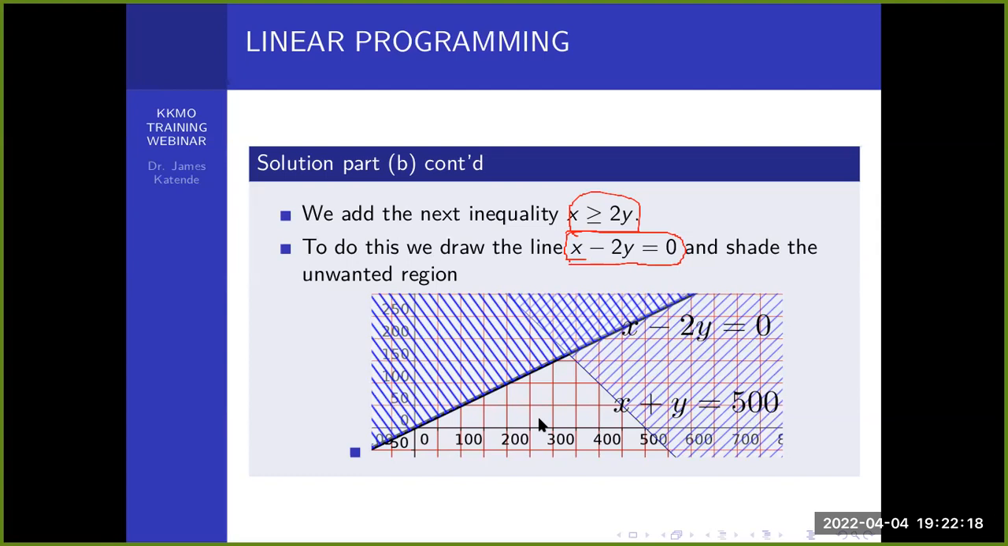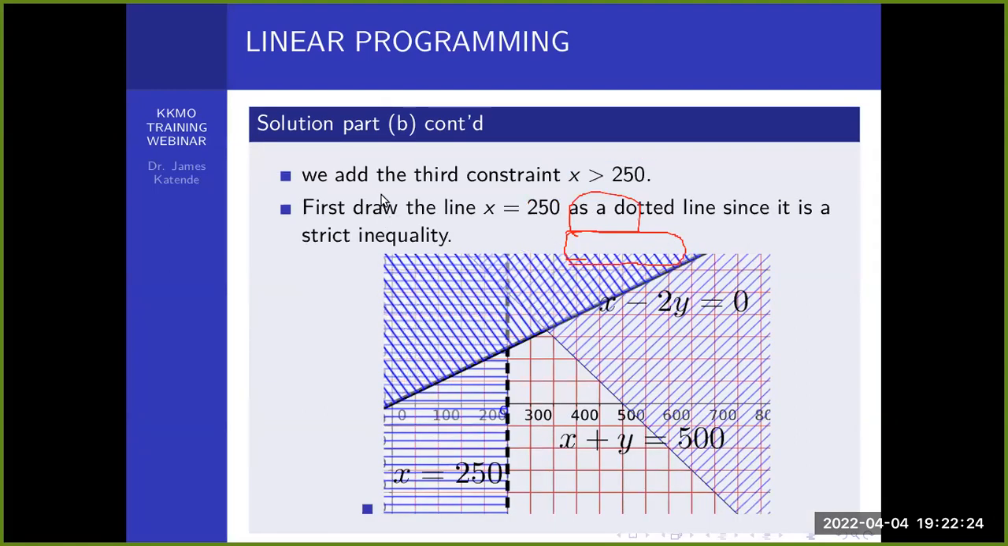So then the next constraint is X is strictly greater than 250. Because this is a strict inequality, we shall plot the line X is equal to 250. And of course, anything that is greater than 250 will lie to the right of this line. So we shade out the side that is not needed.